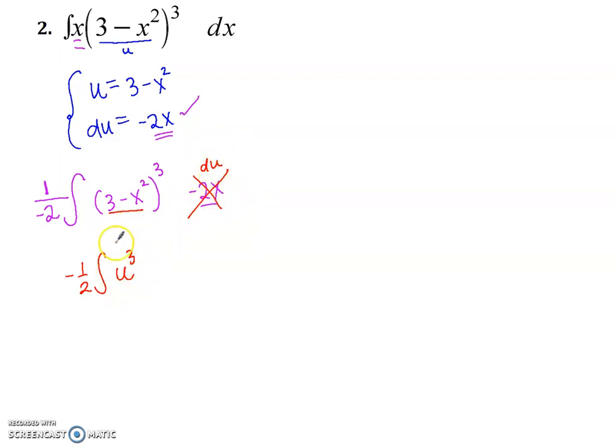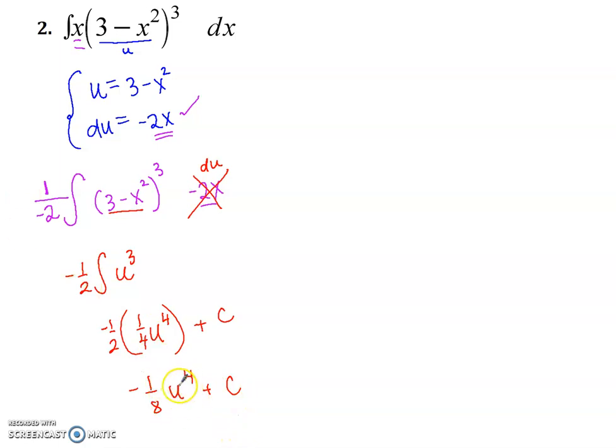Now that we've written it in terms of u, we can do the antiderivative. So add 1, divide by the new exponent. My new exponent is going to be 4. That's going to make my coefficient 1/4. But then I need to multiply it by the negative 1/2 that's out in front. And don't forget your plus c. The negative 1/2 doesn't go to the c. It just goes to the part with the u. So negative 1/2 times 1/4 is going to be negative 1/8. Multiply your numerators, multiply your denominators. So that'll be negative 1/8 u to the 4th plus c.